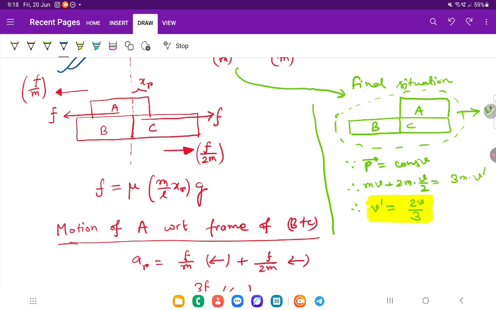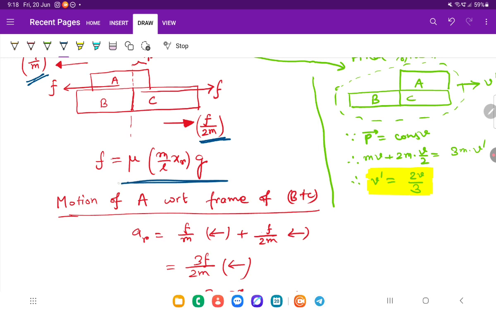And the direction of frictions are also very clear, I guess, because A is slipping rightward with respect to B plus C, so friction will act on A in the backward direction, or in left you can say, and on B plus C it will be in the right direction. And these are the accelerations I have shown. Acceleration of A is F upon m, and acceleration of B plus C body is F upon 2m, right?